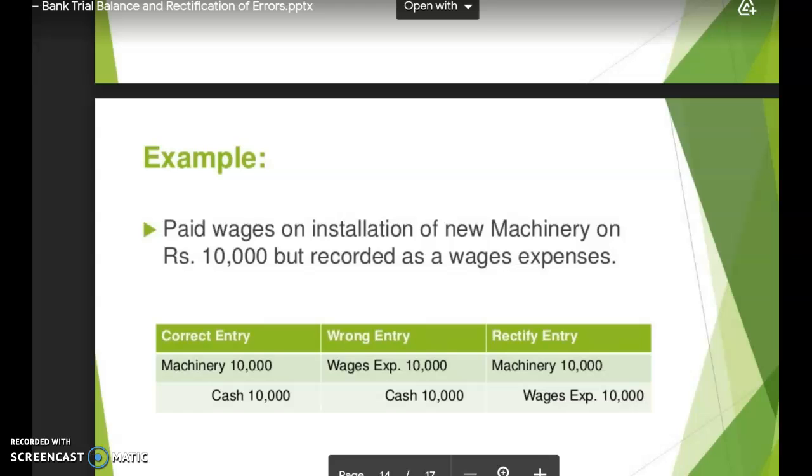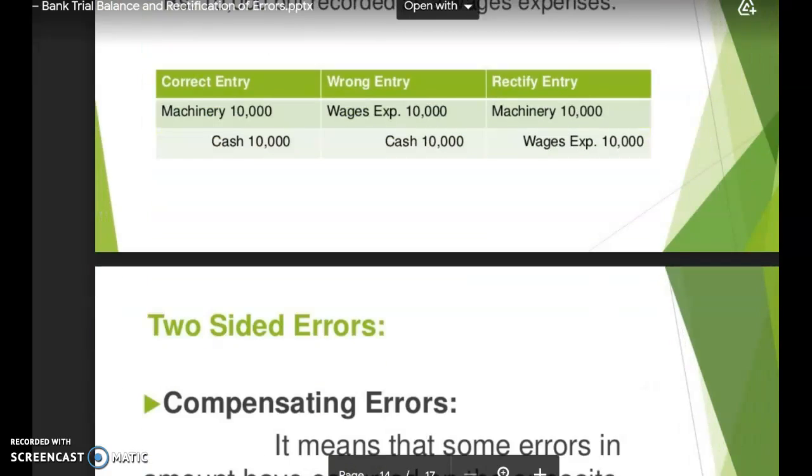In order to cancel the effect of the wrong entry, that is, the wages expenses we had debited in the wrong entry, if we credit the wages expenses, automatically the effect will be nullified. So the rectified entry will be: machinery account debit to wages expenses account. By this, what will happen? The machinery account will be debited with rupees 10,000 as we required, and the wages expenses will be credited in order to nullify the effect of the wages account which we had wrongly recorded in the wrong entry. So this way we will rectify that.